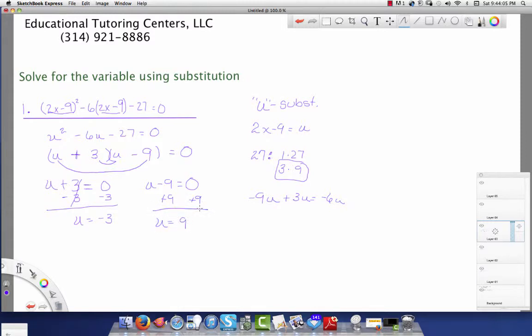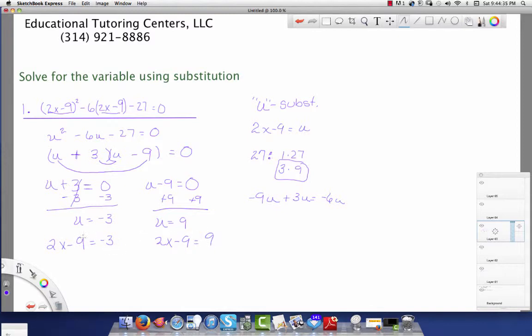Now I'm not finished because the original problem had x in it. I did my substituting and put my x expression set equal to u. So now I'm going to substitute this back into this equation. I have 2x minus 9 is equal to negative 3, and for this one, 2x minus 9 is equal to 9.